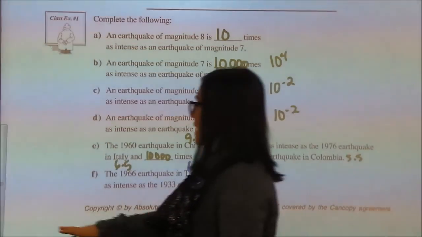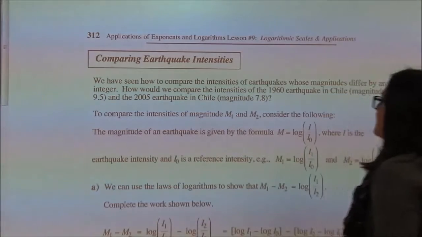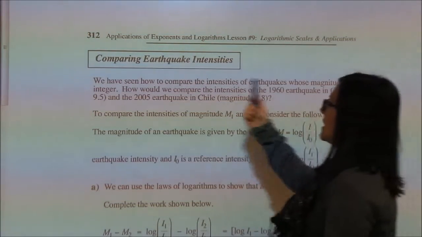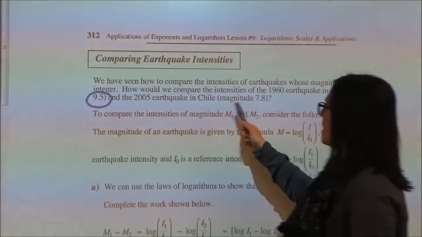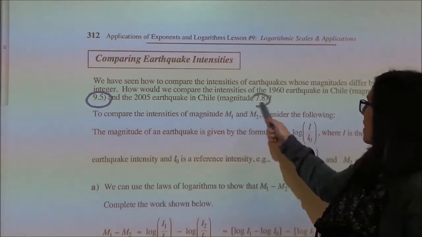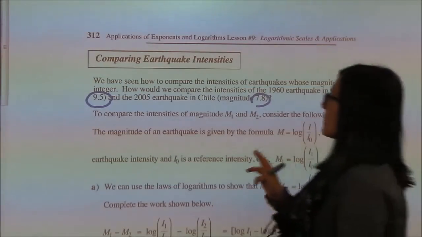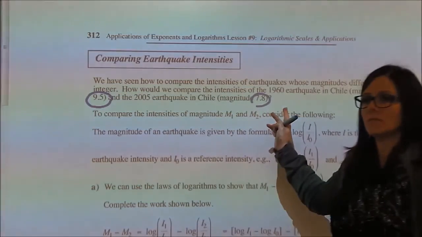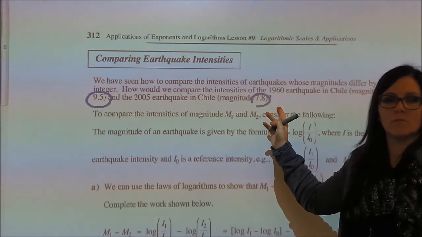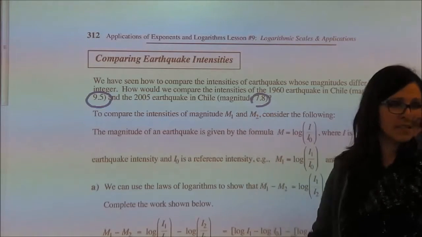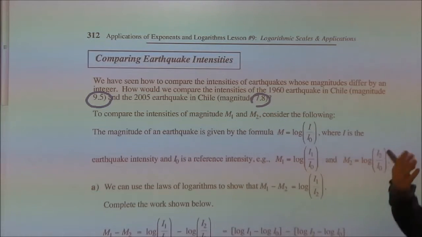If we look at the next page, a question arises. What would happen if we wanted to compare the intensity of the Chile earthquake, which was 9.5 in 1960, to the one they had 45 years later, that was 7.8? What happens when I try to compare those? What's the problem? It's going to be a decimal. It's not going to be a perfect whole number. It's going to have more to it.